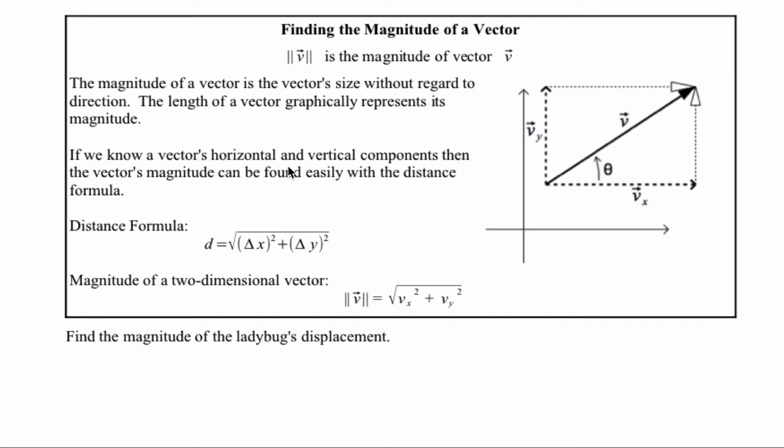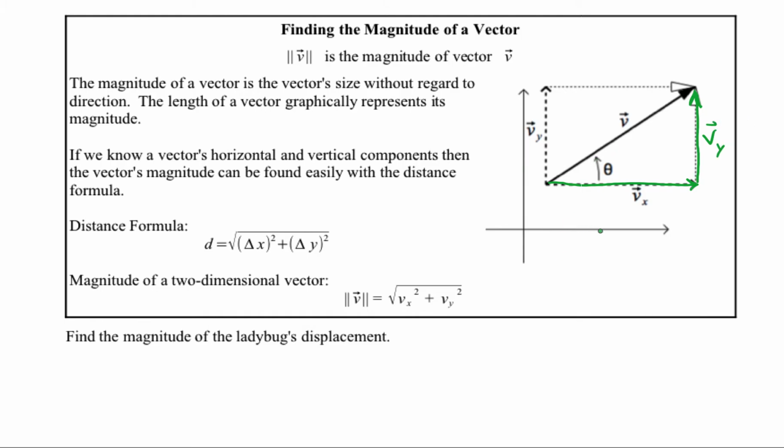If we know a vector's horizontal and vertical components, then the vector's magnitude can be easily found with the distance formula. We're going to use this form of it. The two lines around the vector mean find the magnitude or length of the vector. Vx is the horizontal component of the vector, whereas Vy is the vertical component of the vector.